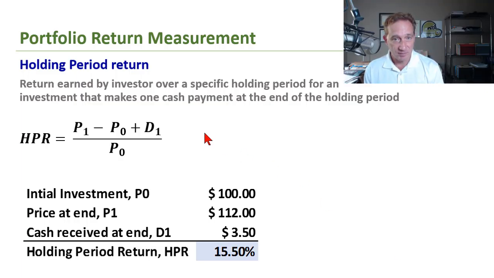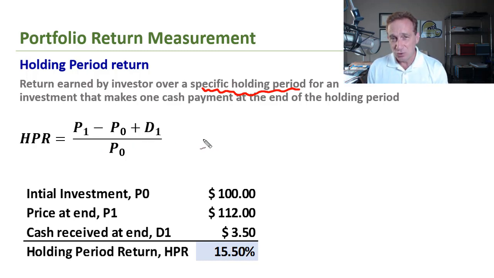So a fundamental building block in portfolio return measurement is the holding period return. This is the return earned by an investor over a specific holding period for an investment that makes one cash payment at the end of the holding period. That's the definition in the syllabus at this point, but I will say that it doesn't need to be just one cash payment. It's any cash payment during the holding period.